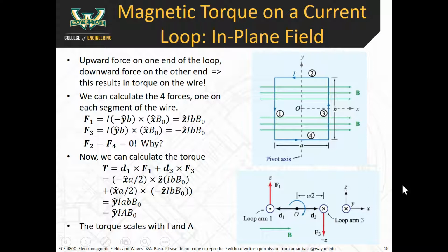This is A, this is the dimension here, and this is B, dimension here. So it basically ends up being the area of the loop. I is the current, A is the area of the loop, and B0 is the magnetic field. So the torque scales with the amount of current and the size of the loop. This is why if you need to generate a lot of torque, you need to have a big loop.